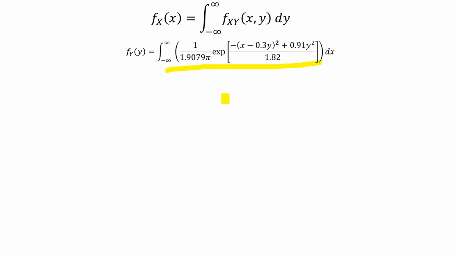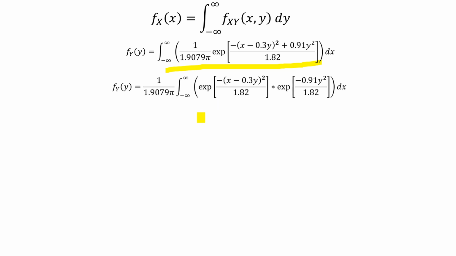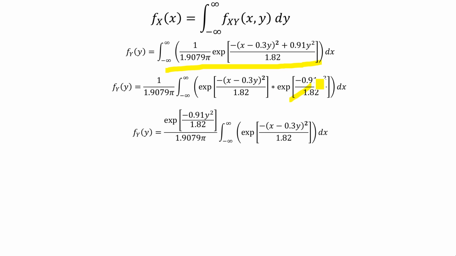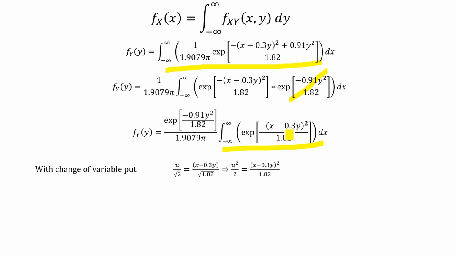Substitute that fy of y. So substitute that bivariate PDF. Separate the terms. It acts as a constant because it is being integrated with respect to x, so that change of variable concept. Substitute these two variables as u square by 2. Take square root on both sides.